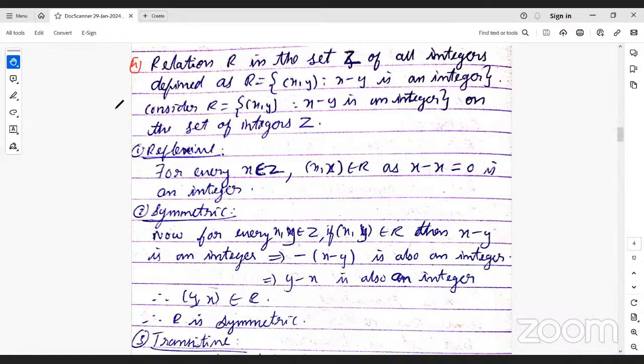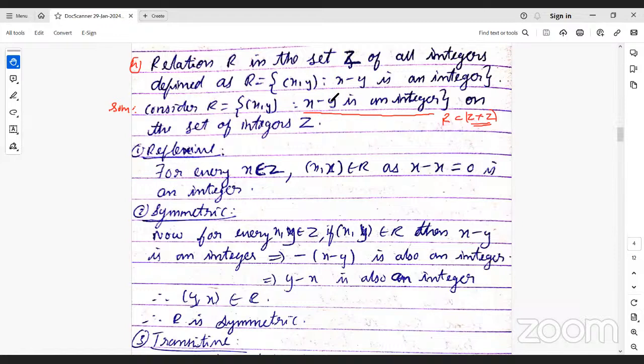Here the relation is on the set of integers. First we will write it: R is a subset of Z cross Z. It is defined on the integer set, and the set of integers is an infinite set, so Z cross Z will also have an infinite number of elements. First we need to check the reflexivity condition. The condition is that x minus y must be an integer.